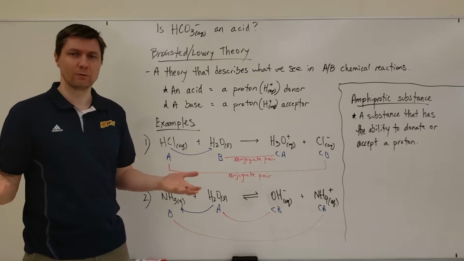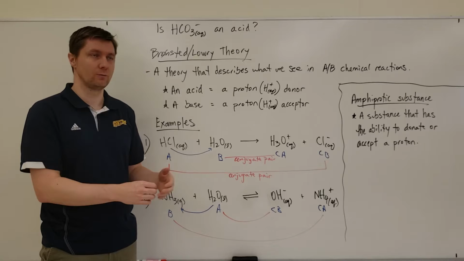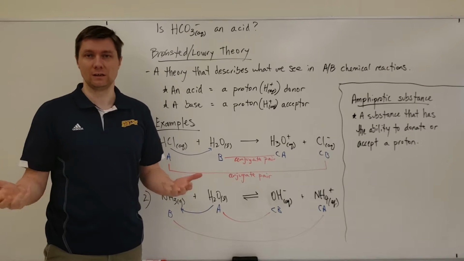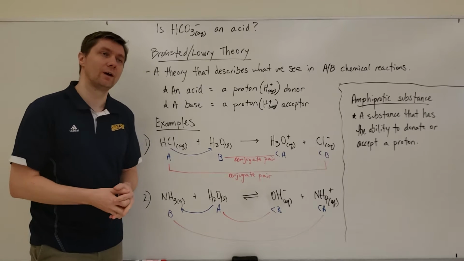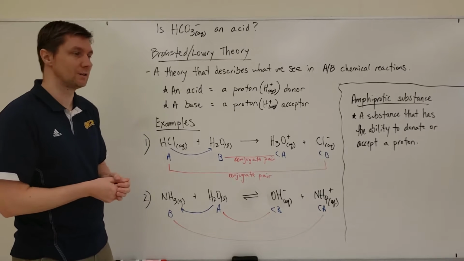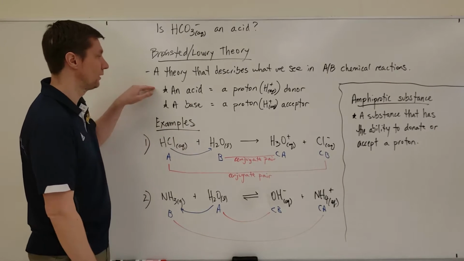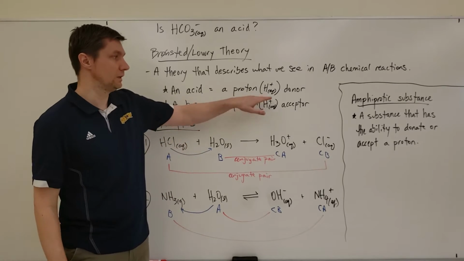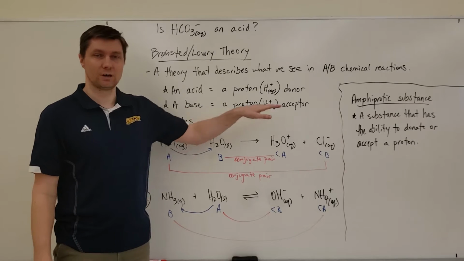It's not a theory that we really use to predict what's going to happen. It's more of a theory that we use to explain things that we are seeing in chemical reactions. There are two definitions that you need to know for the Bronsted-Lowry theory: the definition it has for an acid and for a base. You can see them up here on the board. An acid is, simply put, a proton donor. Proton meaning an H plus ion. A base is a proton acceptor.